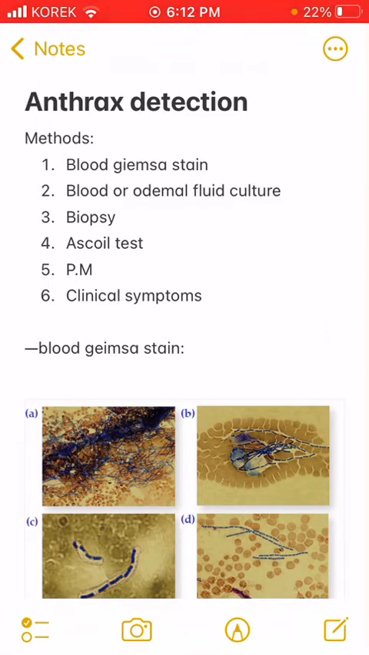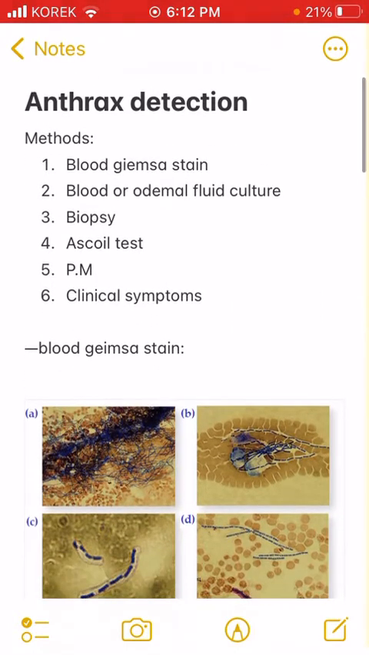Today I will explain the detection methods of anthrax. In my past video I explained general information about anthrax: the symptoms, what anthrax is, and who was the first person who found anthrax. But now I will explain the detection methods by using pictures.